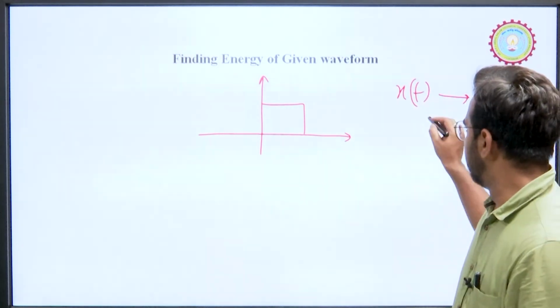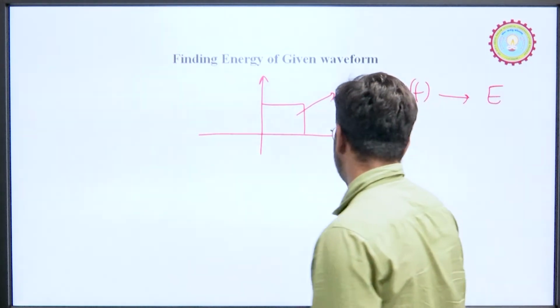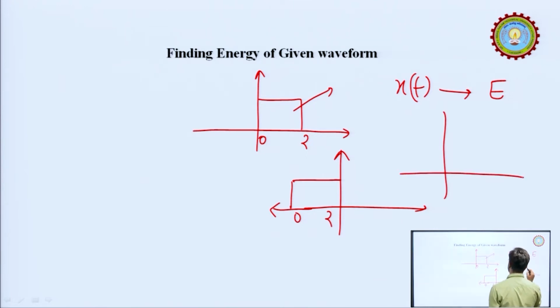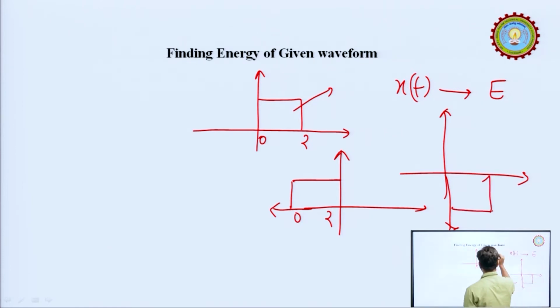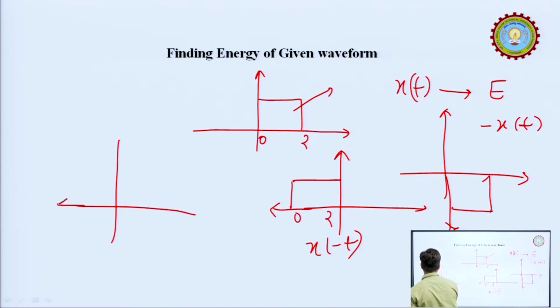Then what will we do? See, a signal has energy E. Suppose this is a signal, and if we do time reversal, if we make it like this, 0 to 2, or if we make amplitude reversal, this is x(minus t), this is minus x(t), or if we do both time reversal as well as amplitude reversal, this is minus x(minus t).